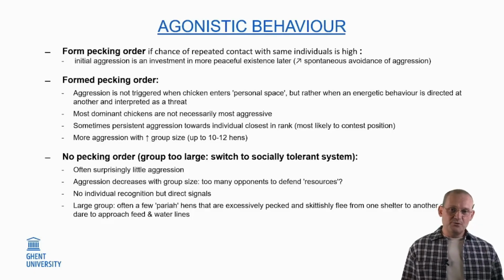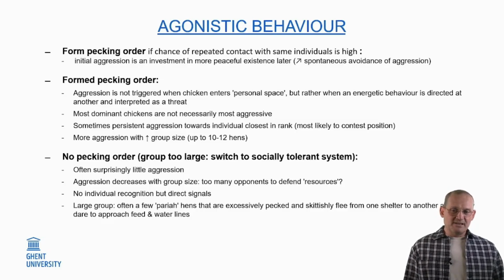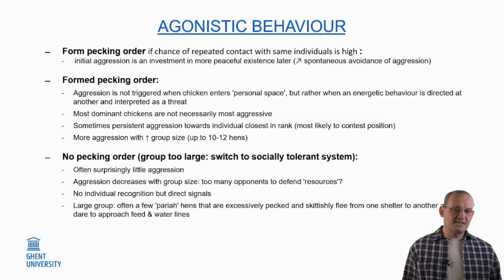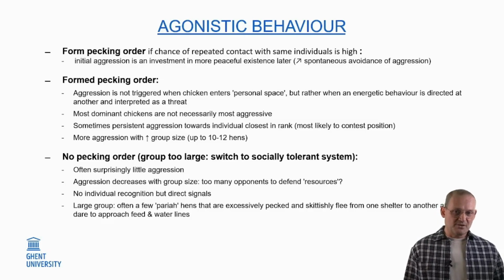As group size increases, the level of aggression actually decreases. Perhaps there are simply too many opponents to try to defend any resources. So there's no individual recognition, but they use direct signals. And in large groups, we sometimes see a few so-called pariah hens that are excessively pecked by other animals of the flock, and they skittishly flee from one shelter to another when they dare to approach feed or water lines.